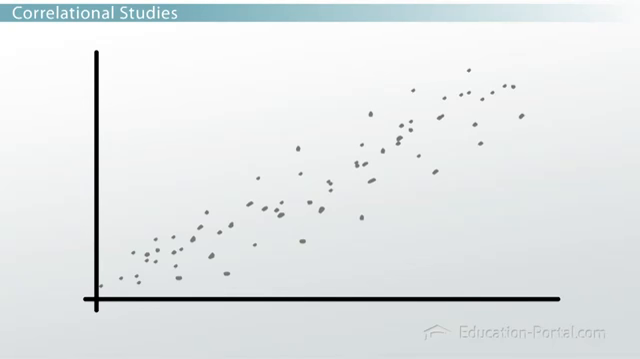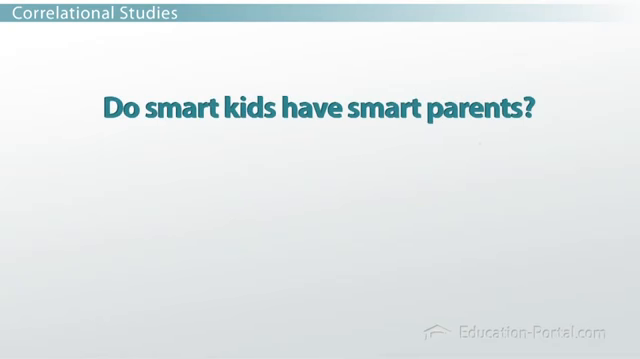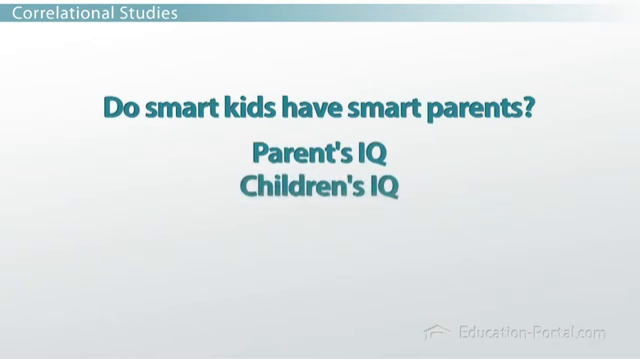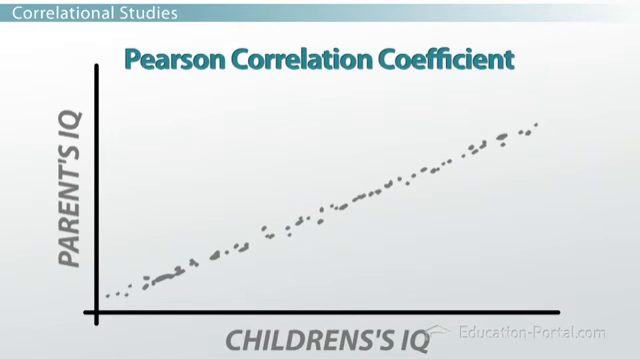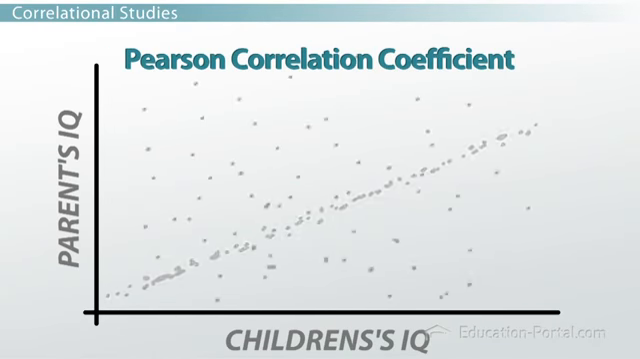If the correlation were less strong, the data points would look more like a cloud clustered around a line. Now, to answer the question, do smart parents have smart children, two variables psychologists might measure are parents' IQ and children's IQ. They would then administer IQ tests to a very large number of families and determine statistically how related the parents' scores were to their children's scores. If they're really related, the correlation coefficient will be closer to 1 or -1. If not, it'll be closer to 0.